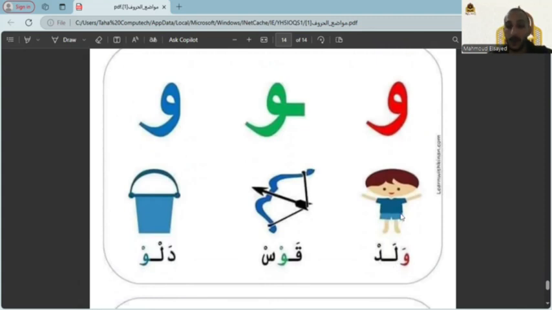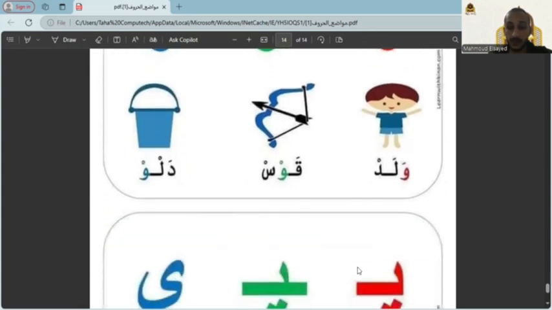Last but not least, or this is not last, we have the waw. This is going to be how it's written when it comes at the beginning of the word. Walad. And then qaws in the middle of the word. And then dallu, here it's at the end of the word. So walad, beginning position, qaws, middle position, and dallu, final position. So this is the waw, and this is how the waw can be written in three different positions.